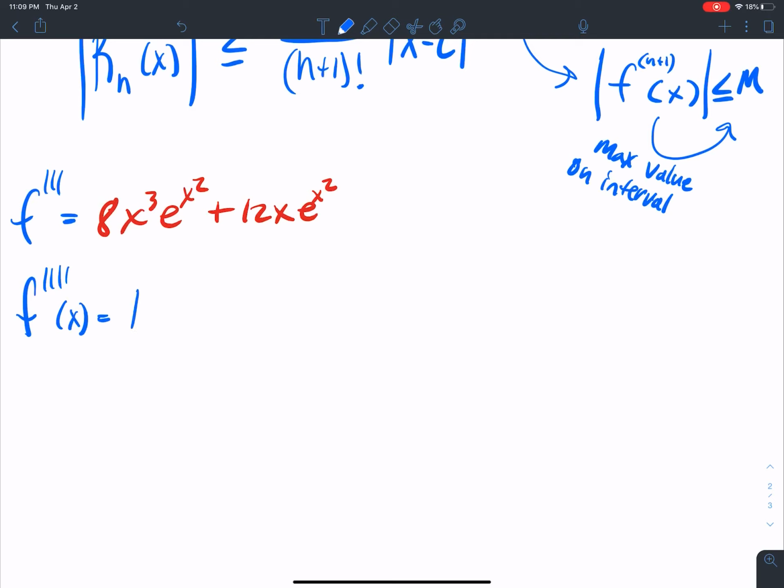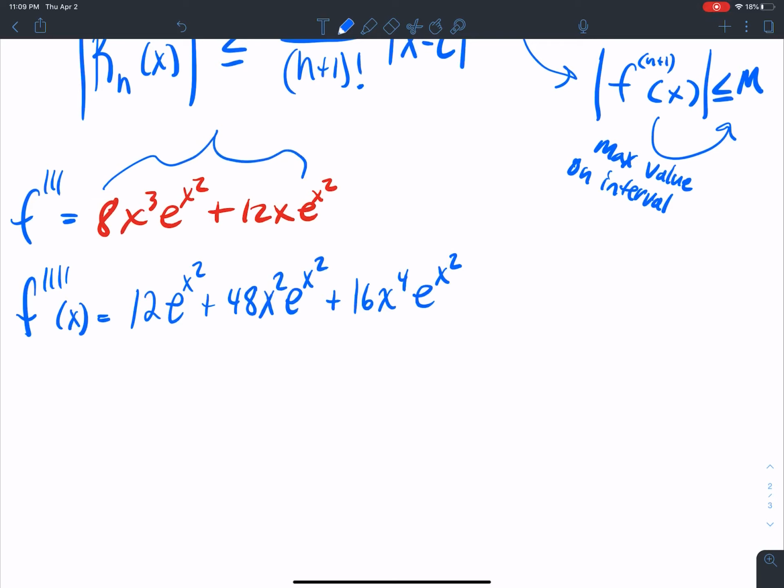This is 12e to the x squared plus 48 x squared e to the x squared plus 16 x to the fourth e to the x squared. Now, it might be good practice for you to run through the power rule, chain rule, product rule, all in that, okay? Couple of them multiple times, right? This will simplify to e to the x squared times, I can factor an e to the x squared out of all those, 12 plus 48x squared plus 16x to the fourth, okay?